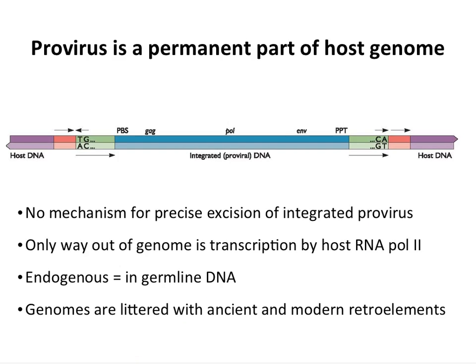Now, this proviral DNA becomes a permanent part of the host chromosomal DNA. There's no way to get it out. The virus has no mechanism for getting rid of this proviral DNA. It doesn't want to. It's happy to be there because the host is churning out mRNAs, which are going to be new viral genomes.